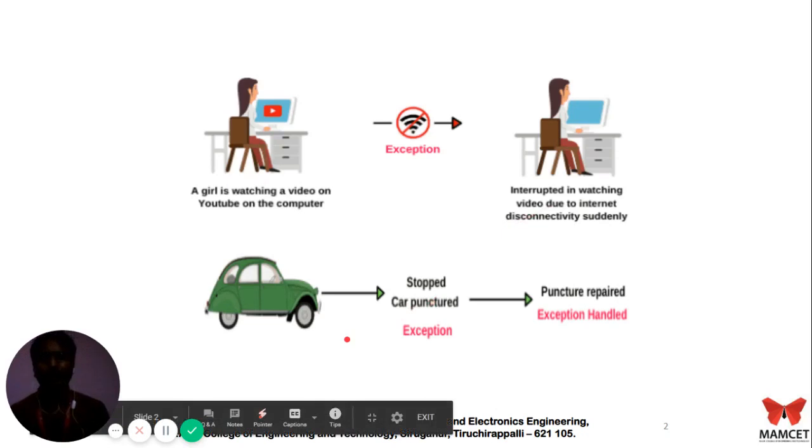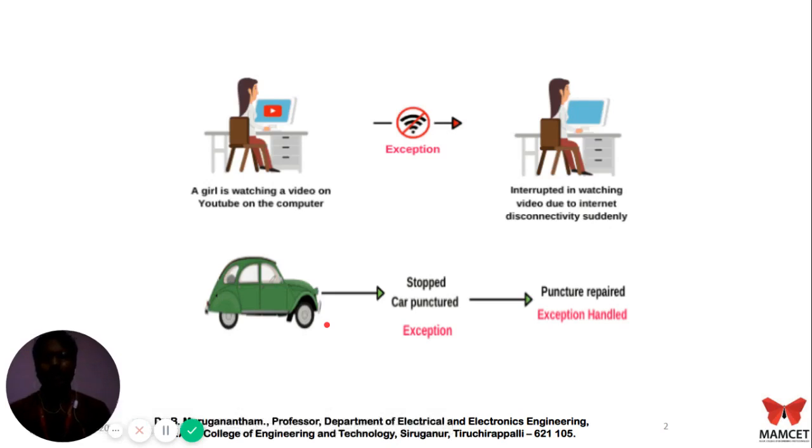Now we can take another real-time example. A car is on the way and suddenly the car's tires get punctured. Now an exception occurs, that is, a problem occurs. Exception handling means repairing the punctured tires. And after the tires are repaired, after the puncture exception is handled, the car can continue its journey. So these are some examples.